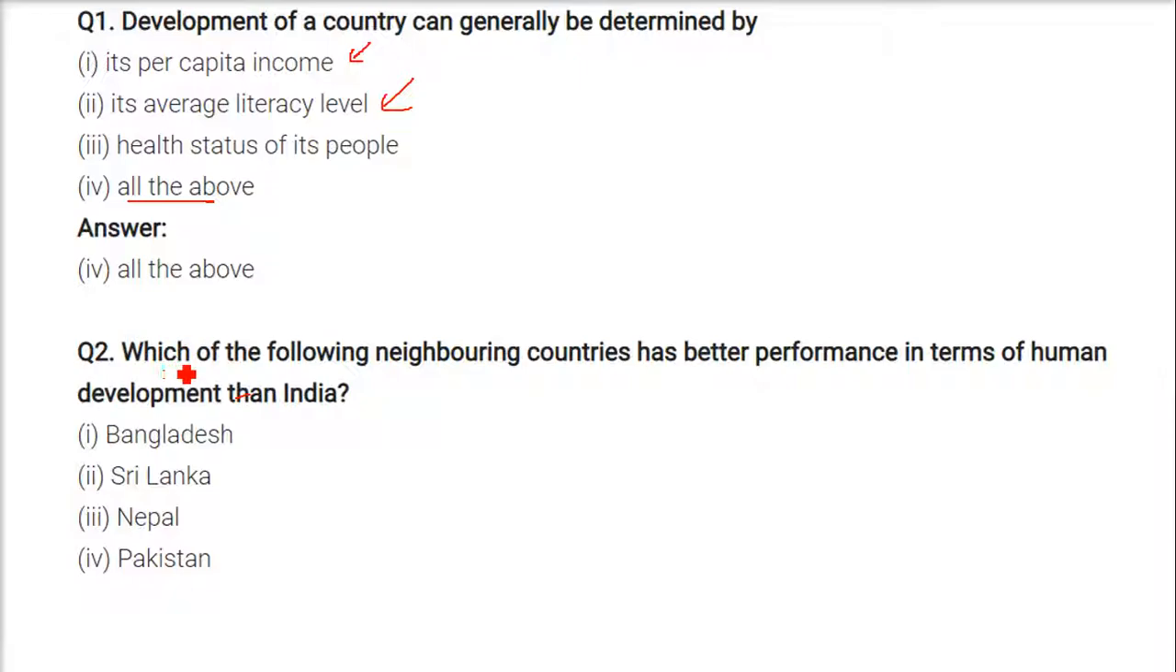The second one is, which of the following neighboring countries has better performance in terms of human development than India? The answer is Sri Lanka.